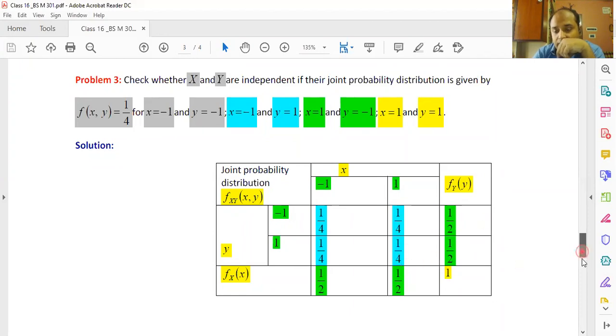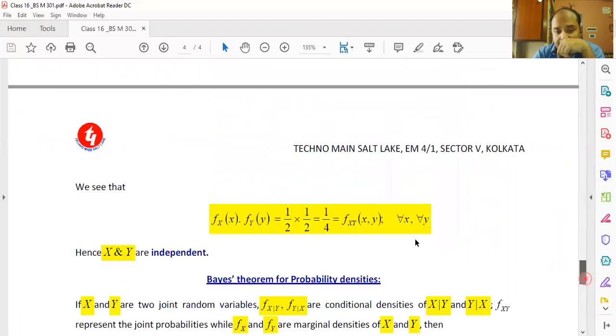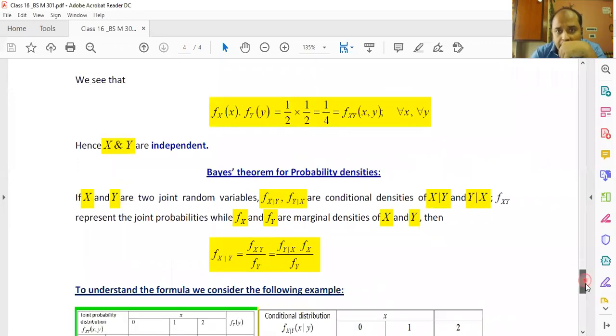So what does it imply? This implies that the joint probability f(x,y) can be represented as the product of the individual marginal probabilities, and therefore this pair of variables x and y are independent random variables. Okay, this problem is also there in the exercise of John Freund. Now let us come to the last part of our today's class.